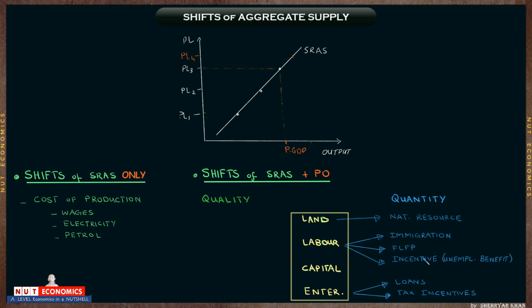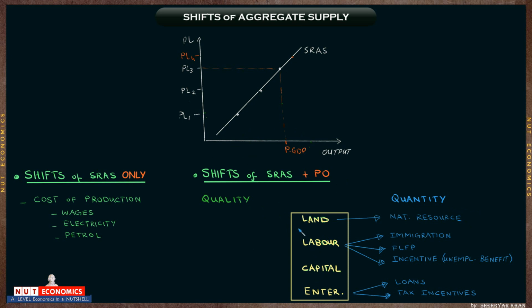So all of these different things, as I said, I've just moved through quickly. Remember the basic concept: through these different things, the quantity of these resources increases or decreases, and that in turn shifts your PPC, your potential GDP, as well as your entire short-run aggregate supply curve.